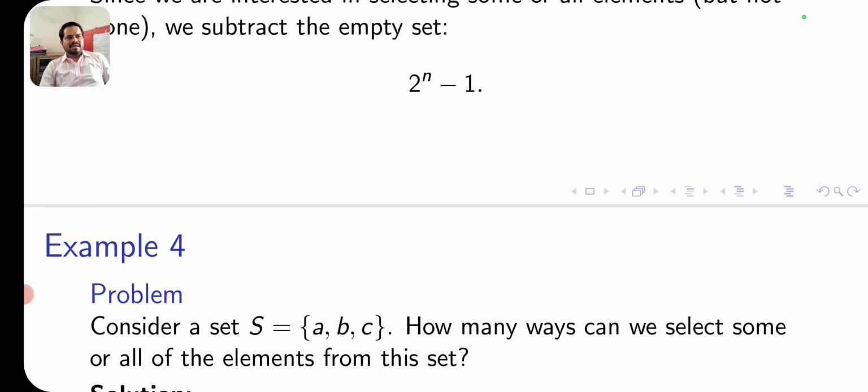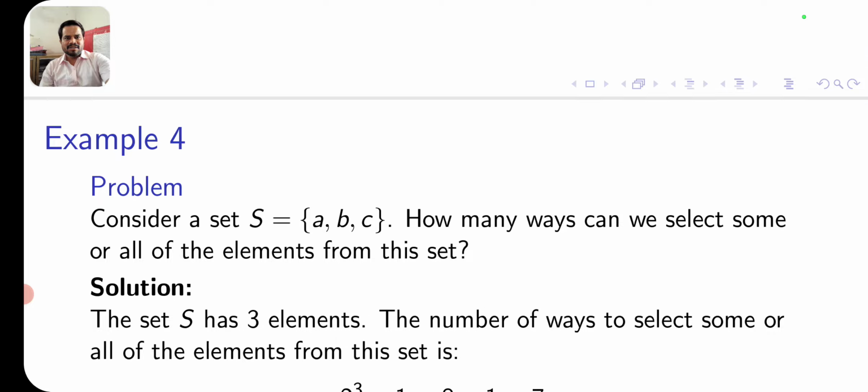Consider a set containing the 3 elements A, B, C, and we have to select some or all of the elements from this set. This set contains 3 elements, so the number of ways to select some or all of the elements, by the theorem, is 2 raised to n minus 1. Here n is 3, so 2 cubed minus 1. So this is the answer here.